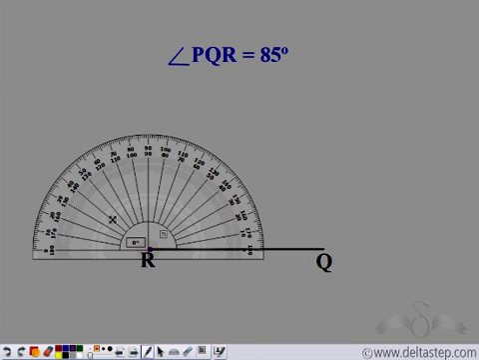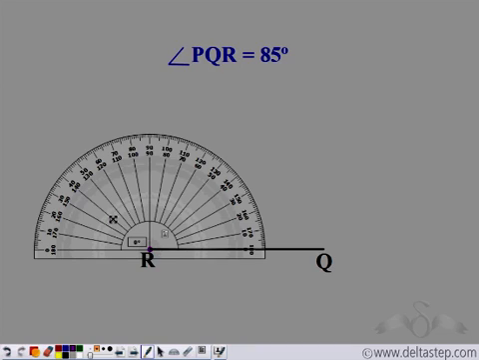Now mark the point corresponding to 85 degrees. Since we have taken this 0, the 0 which is at the bottom, we need to take the 85 degrees which is at the bottom. We see that there is no number 85 here. We have an 80, we have a 90. So 85 will be midway between 80 and 90. We count from 80: 1, 2, 3, 4, 5. This big division corresponds to 5 degrees. So between 80 and 90, at this point, we will have 85 degrees.